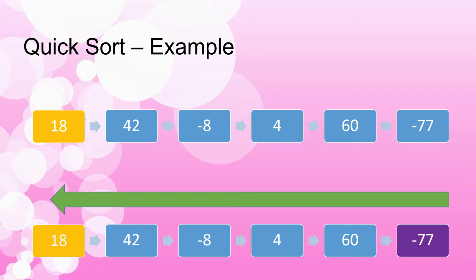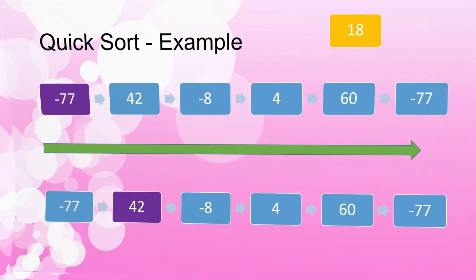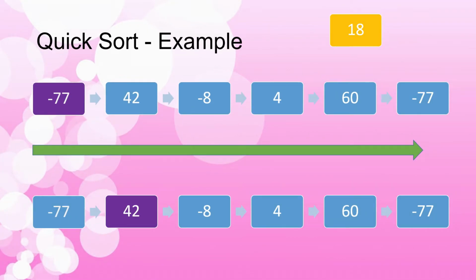And we go from the right to the left, looking for an element that is less than the pivot element. Minus 77 is less than the pivot element, so we swap it with the first element, with i, which is 0, or even better, we don't swap it, we just assign it there. As you can see, when we assign it there, we have two times the minus 77 and we don't have the 18 anymore. But don't worry, because we have the 18 saved in this variable before, so we don't lose it.